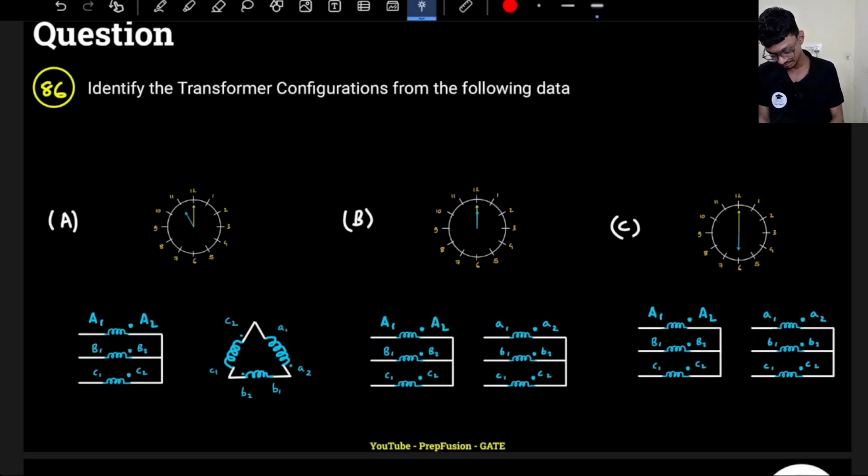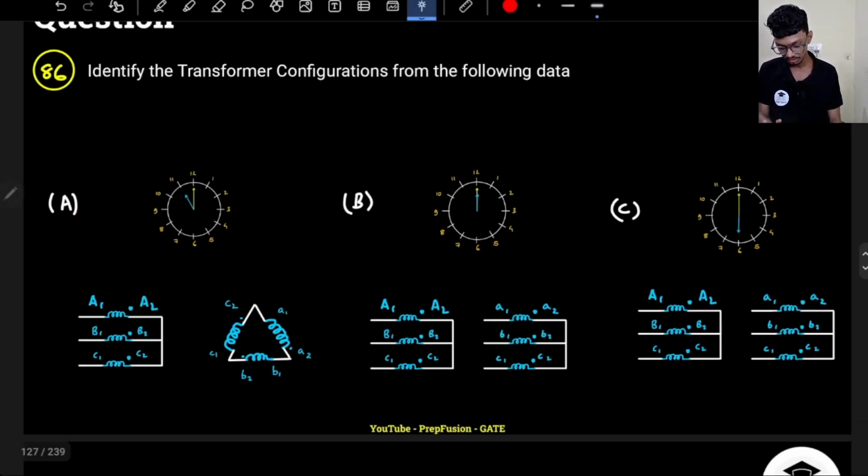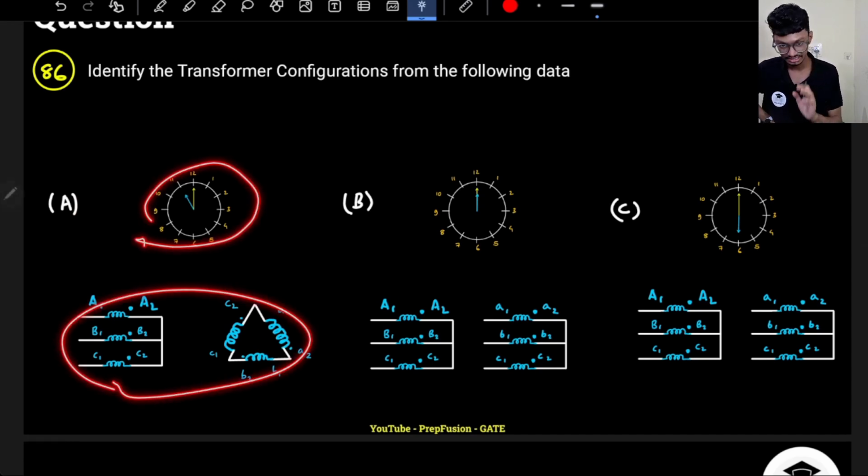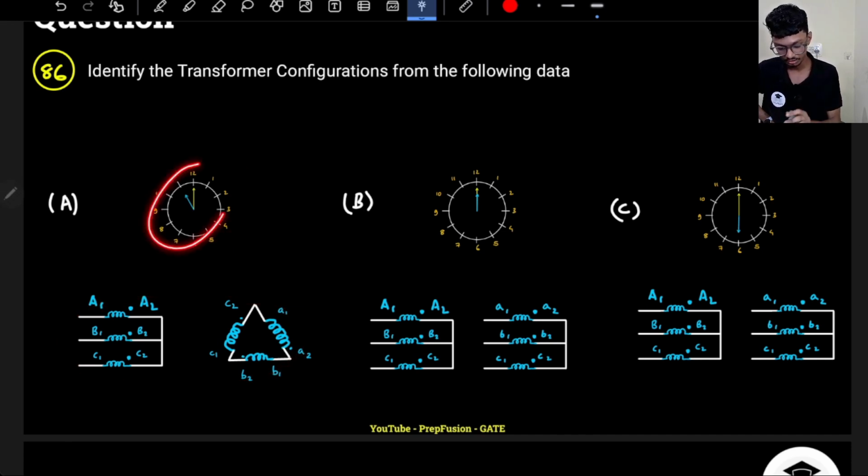Okay, so let's start with this. Here I will not draw the configurations now. Just by seeing the clock diagram and the connections, can I identify what kind of transformer this is? I will not derive the expression right now. I will not connect the wires and derive the expression. No, not doing that right now.